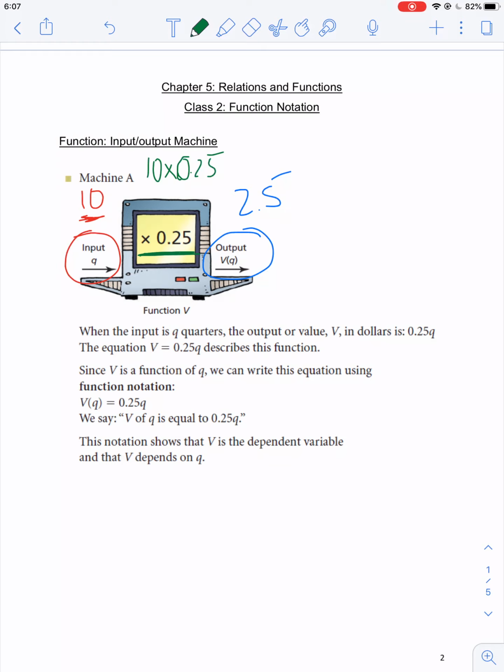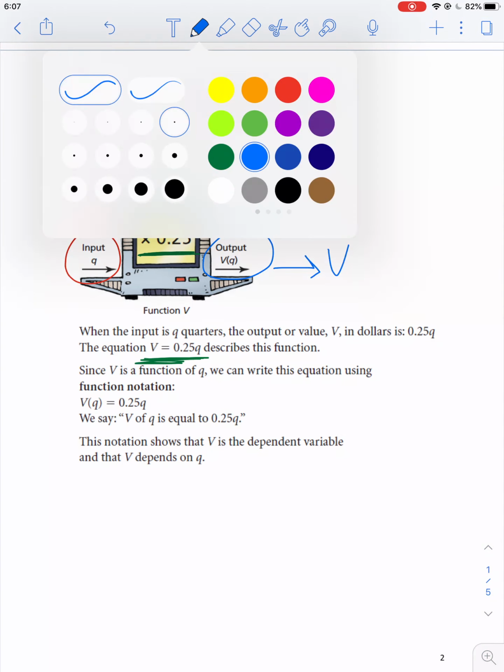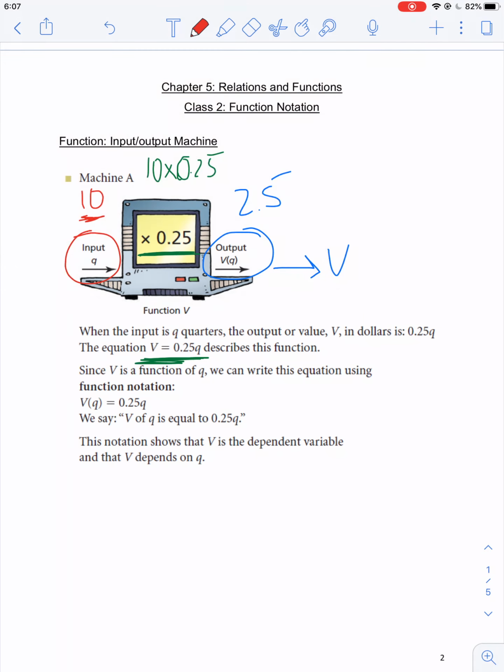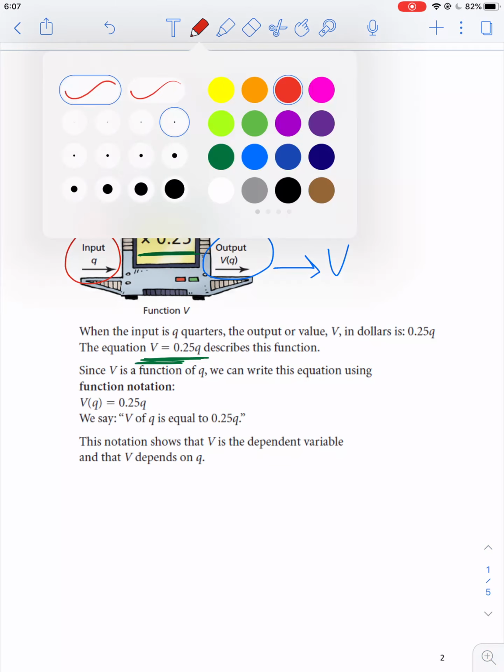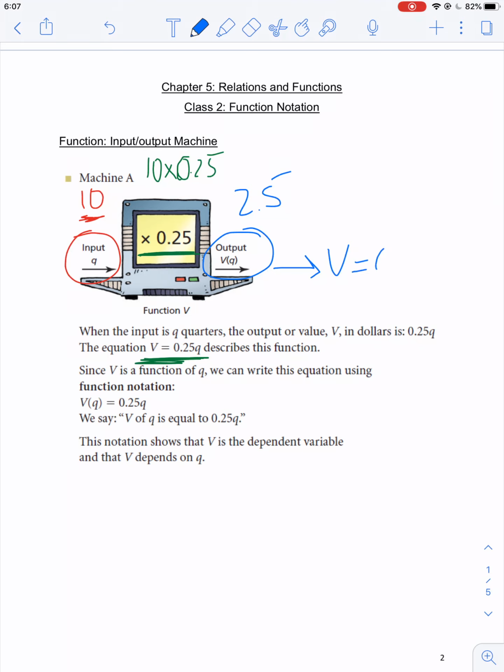Okay, so let's not worry about that. Let's just focus on this. So the rule over here, right, is V. So your output, they're calling it V instead of Y. You could call it whatever you want, right? So they're calling it V, and the input is Q. Okay, so as it turns out, V is just equal to 0.25 Q. Okay, so that's the rule. It just comes from here, kind of like the starter question.